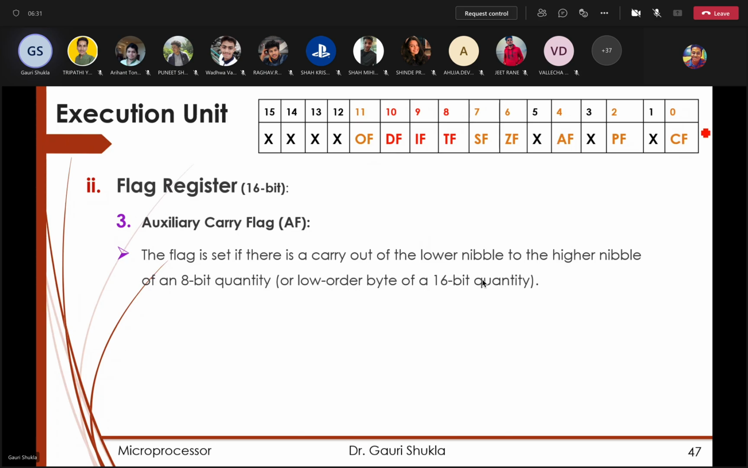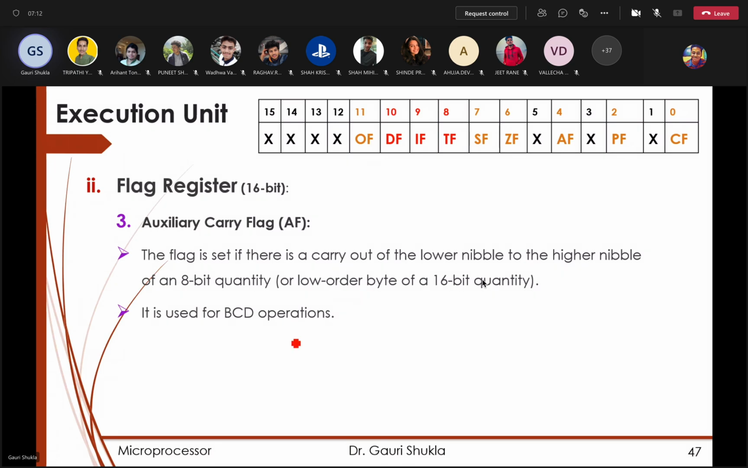auxiliary carry. So there is a difference between this carry and auxiliary carry. This carry is set when there is a carry out of the MSB, the most significant bit, and auxiliary carry is from lower nibble to higher nibble. If I am getting a carry out of the lower nibble to a higher nibble in case of 8-bit operation, then it will be auxiliary carry. So on and so forth for lower order byte to higher order byte in case of 16-bit arithmetic.